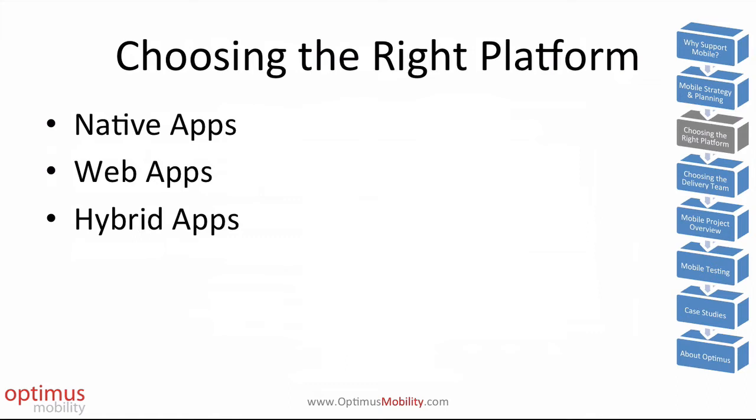Native apps are built using that platform's specific technologies and are designed and developed for that platform alone. For example, applications built to run on iPhone and iPad are built using Objective-C in the Xcode IDE. Applications built for Android are developed using the Java programming language and generally built using Eclipse.